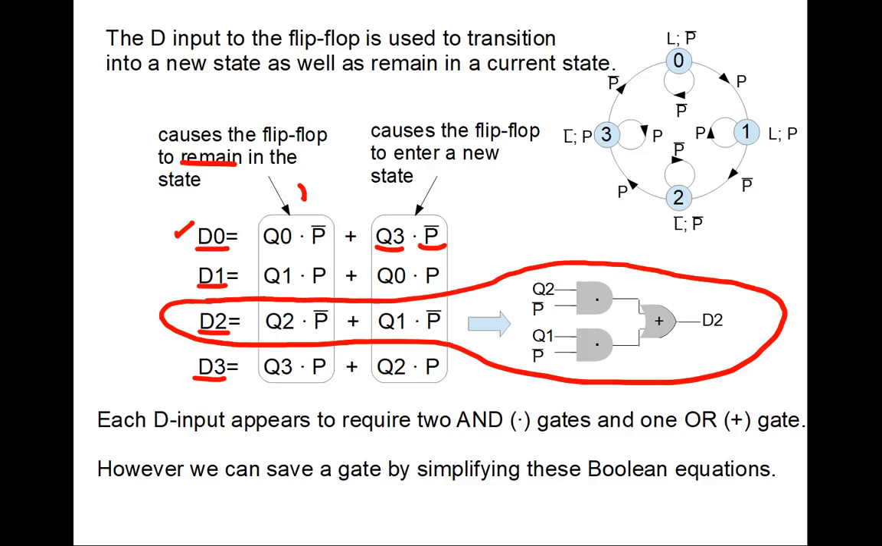So let's look at D2. D2 says that we need Q2 and the button is not pressed, or P bar. We need the AND of those, which is done right here. Or we need Q1, that we're in state 1 and we're transitioning, which is this part, and that's implemented here. It's an OR function between these, because either one of these would cause D2 to be 1, so we would simply place the OR function here. So these three gates will produce D2.